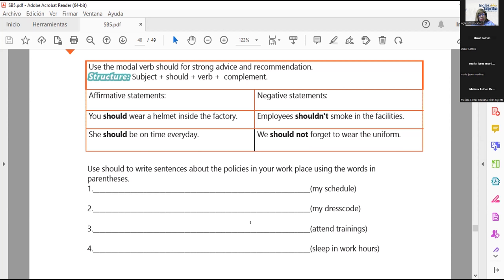How about the policy referring to schedule? How about your policy referring to dress code? How about the policy referring to attend trainings and sleeping work hours? Okay, write the sentences, please.